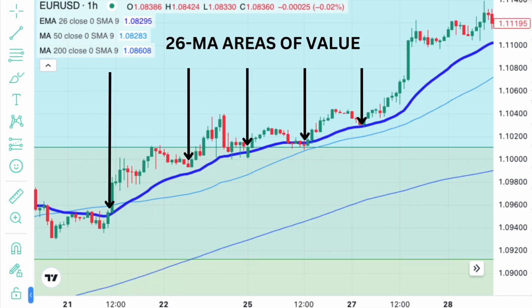I also looked for areas of value, and this is where the 26-day moving average provides support, and it provides some evidence of where you might find a change in direction or where the pullback may occur. You'll also notice here that this is where the Fibonacci 61.8% retracement level from a recent long downtrend occurs. And the 61.8% level is a particularly strong Fibonacci retracement level.